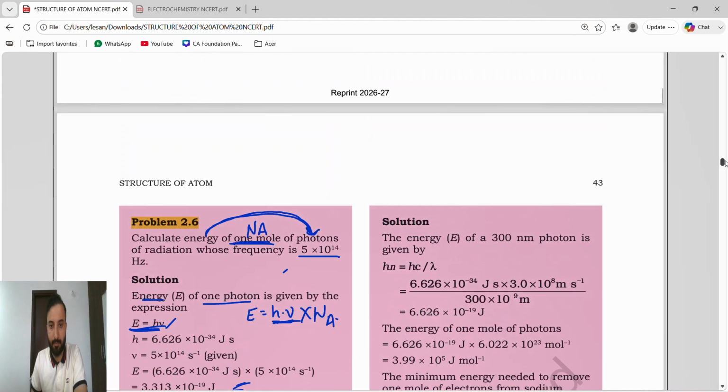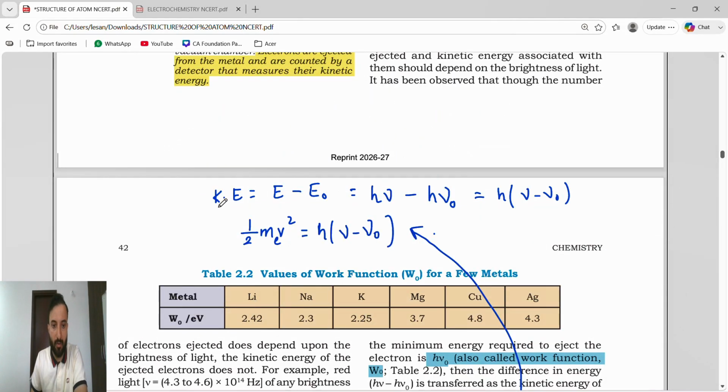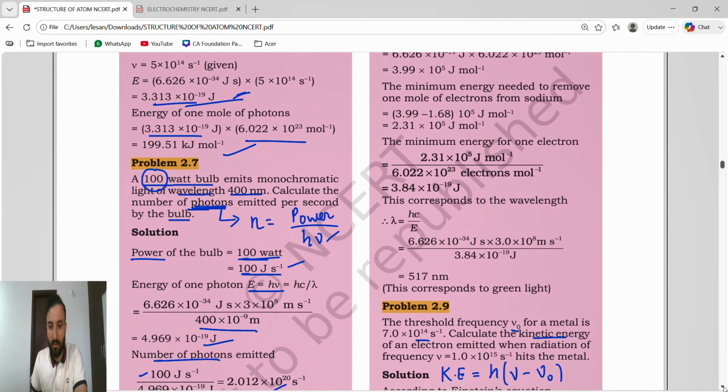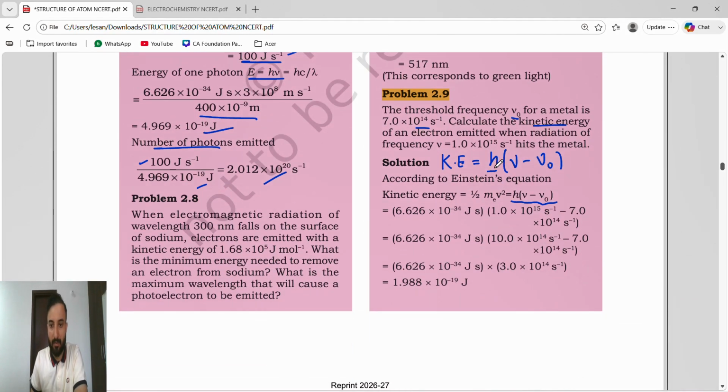We got it here. Look, kinetic energy equals what? h mu minus mu naught. This is the kinetic energy, h mu minus mu naught. Okay, so h is what? Planck's constant. We'll use h mu minus mu naught, where h is Planck's constant.